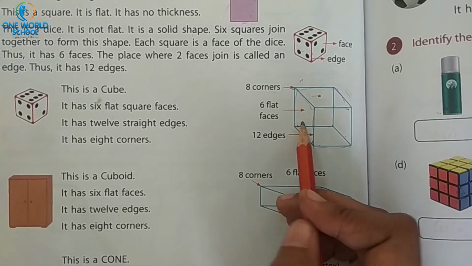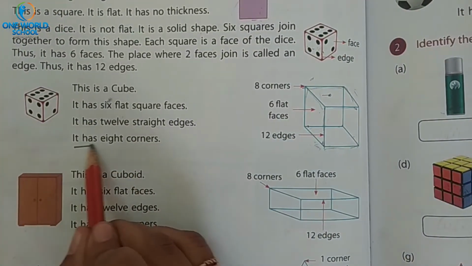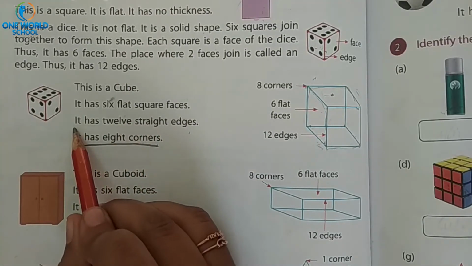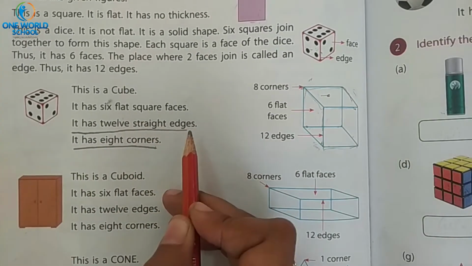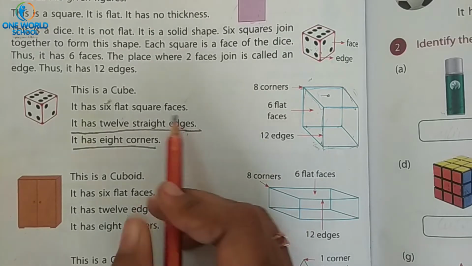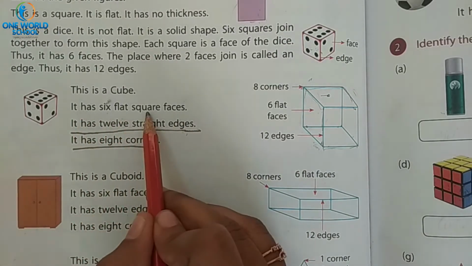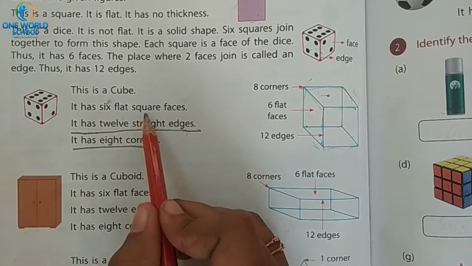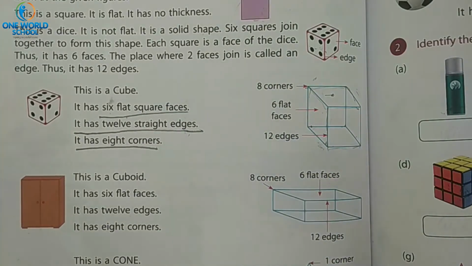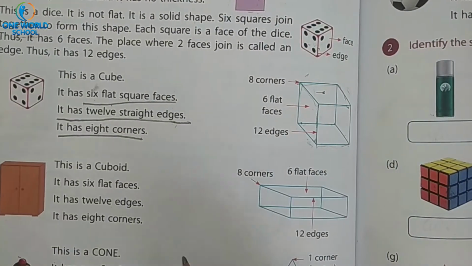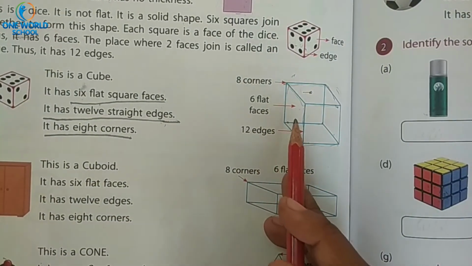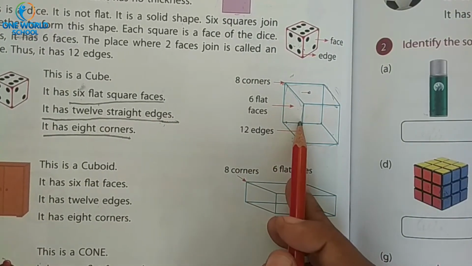Again, a cube has 8 corners, 12 straight edges and 6 square faces. All of you understood? Are you able to understand? Yes, this is a cube. A dice is a cube shape.